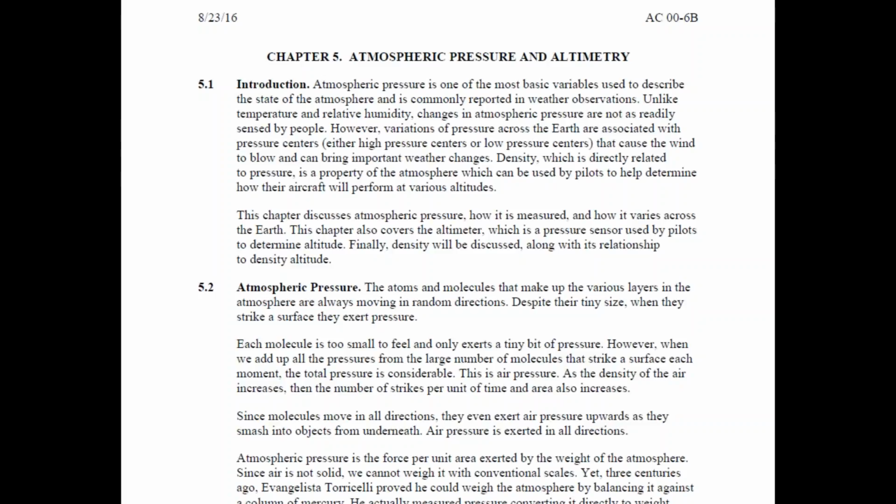Pressure-wise, it's the same thing. The more dense the air is, the more lift that's going to create.